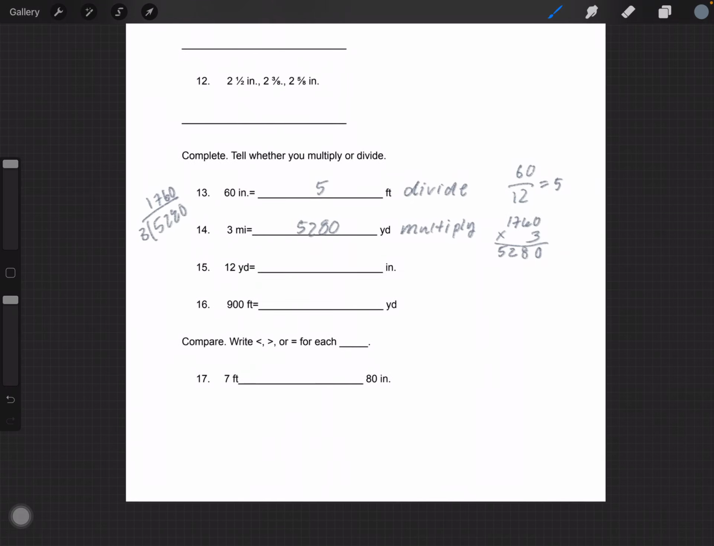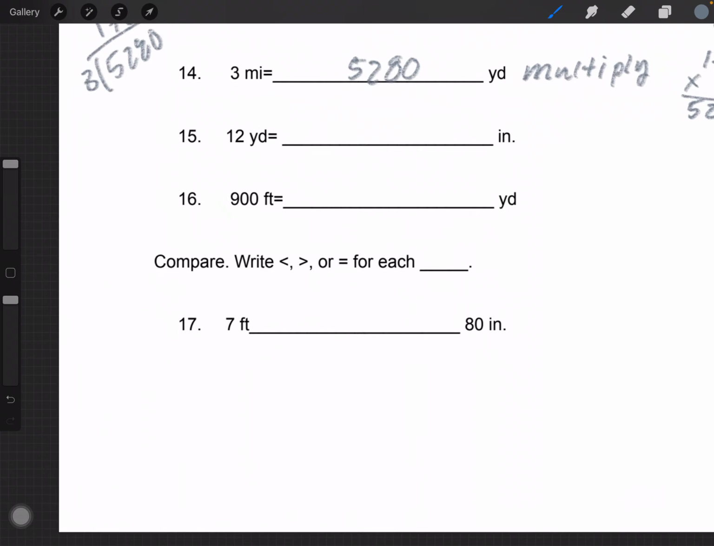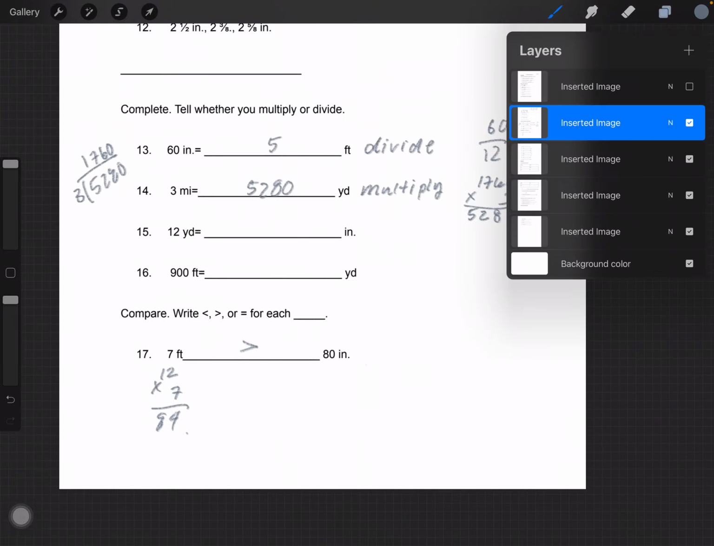Alright, last part says write less than, greater than, or equal to for each measurement. So 7 feet or 80 inches. Well, we have to get them to the same units so that we can actually compare. Now, there are 12 inches in each foot. So 12 times 7 gives us 84. So is 84 greater than or less than 80? It is greater than.